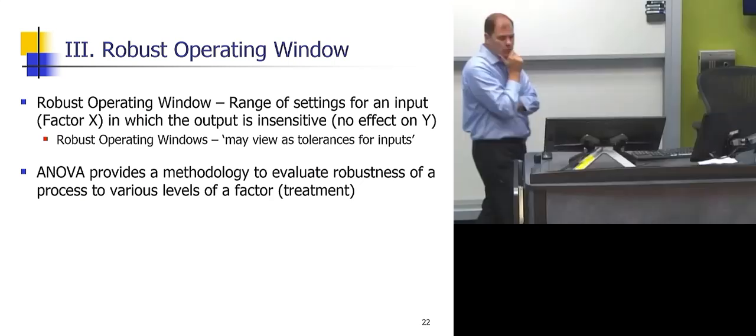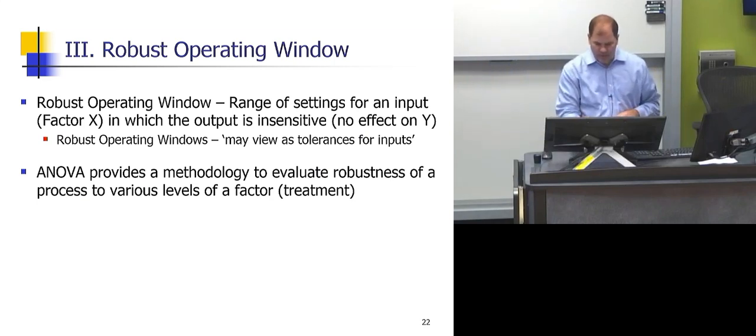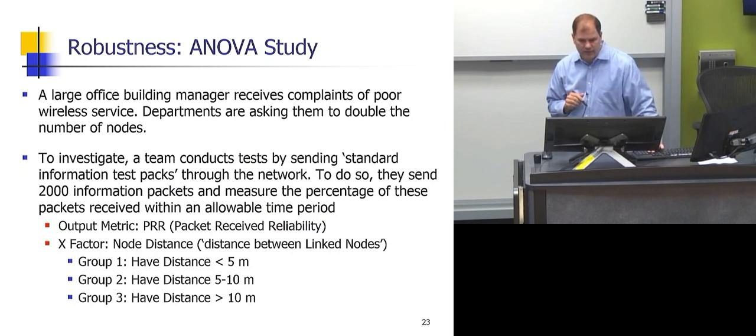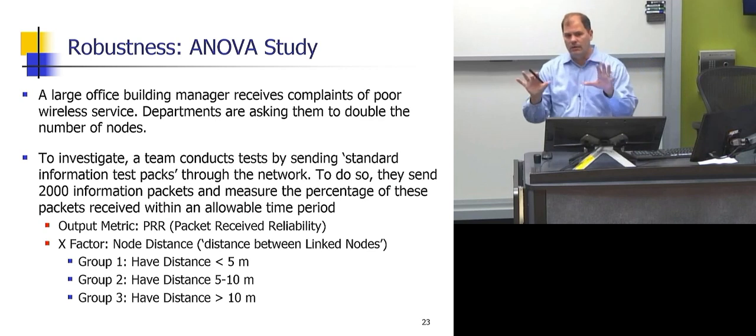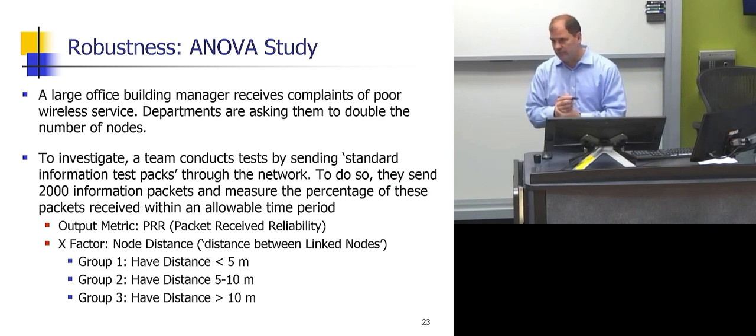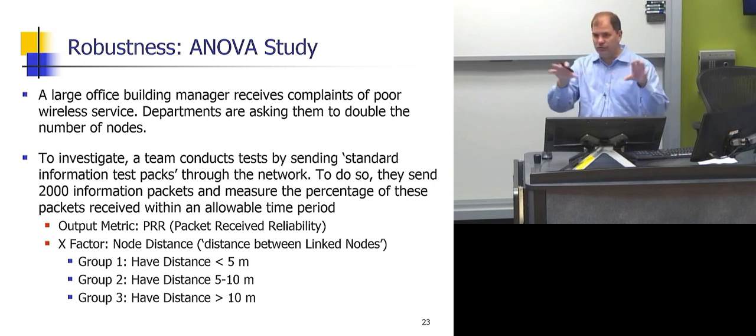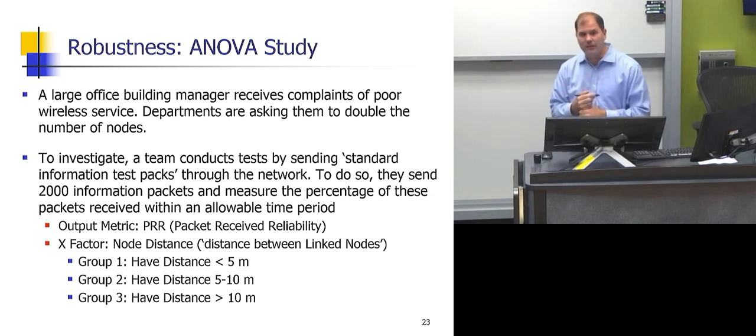ANOVA is a classic way to do this. Again, we're going to assign a factor as our treatment to see how robust we are to that. All right, this is a former student project. This was looking at the distance of the nodes for wireless communication. So we have a wireless service in an office building, and some nodes are closer than other nodes to each other. And they're trying to understand how close do these have to be in order to get the highest reliability in terms of information going back and forth.